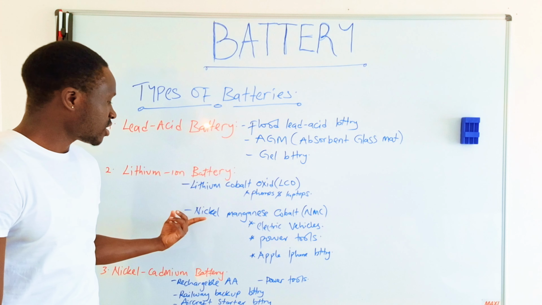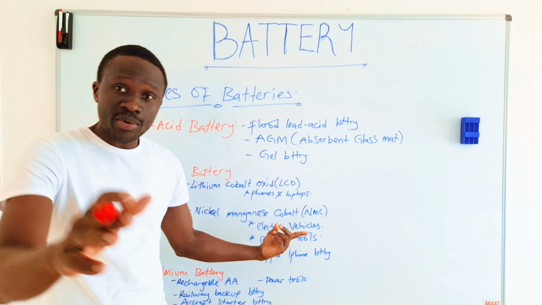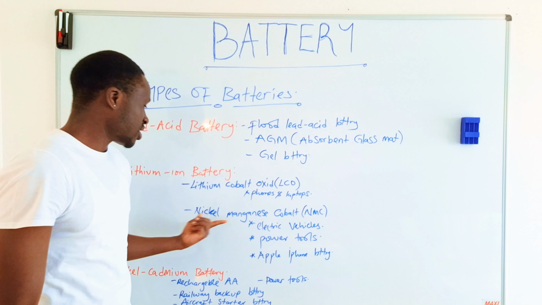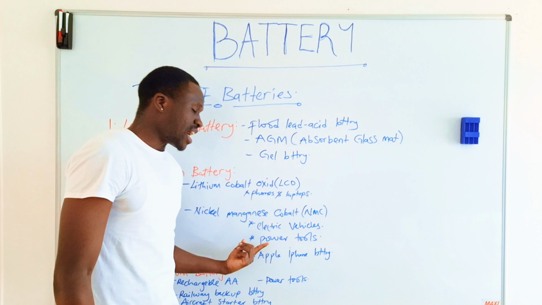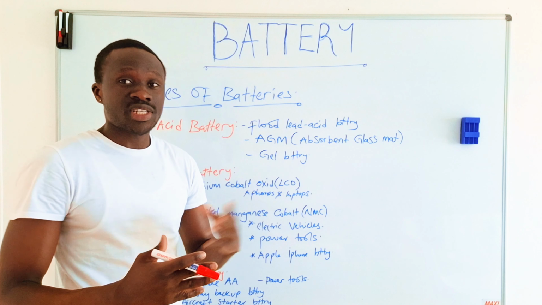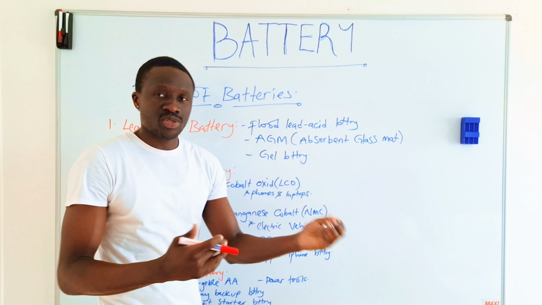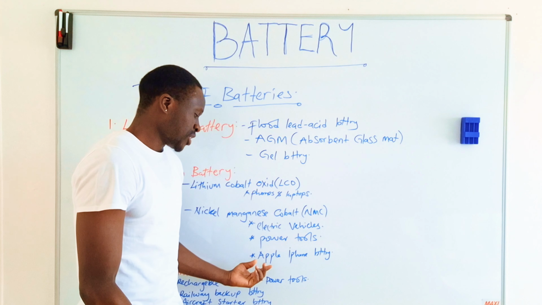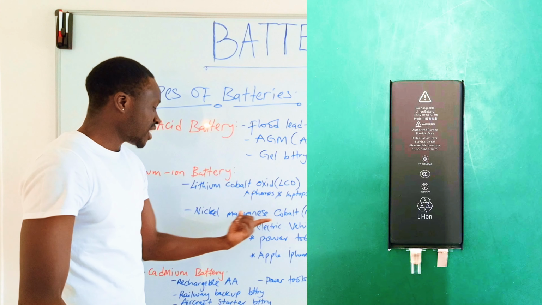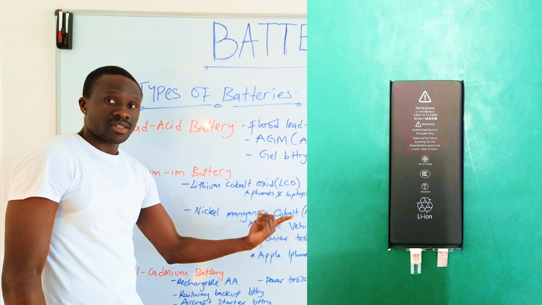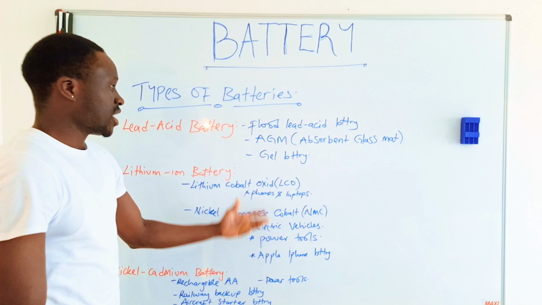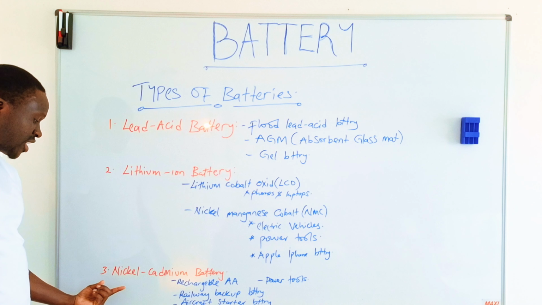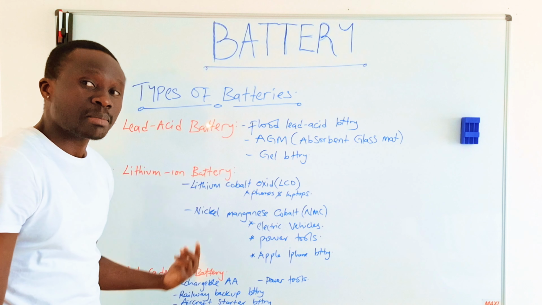This nickel, manganese, cobalt is found in electric vehicles, okay? Electric vehicles use this nickel, manganese, cobalt, and so do some power tools like drills and saws which you use when you're doing some technical works. Even the iPhone batteries fall under nickel, manganese, cobalt, okay? Now, this is lead acid battery, lithium ion battery, and we have the third one, nickel cadmium battery.